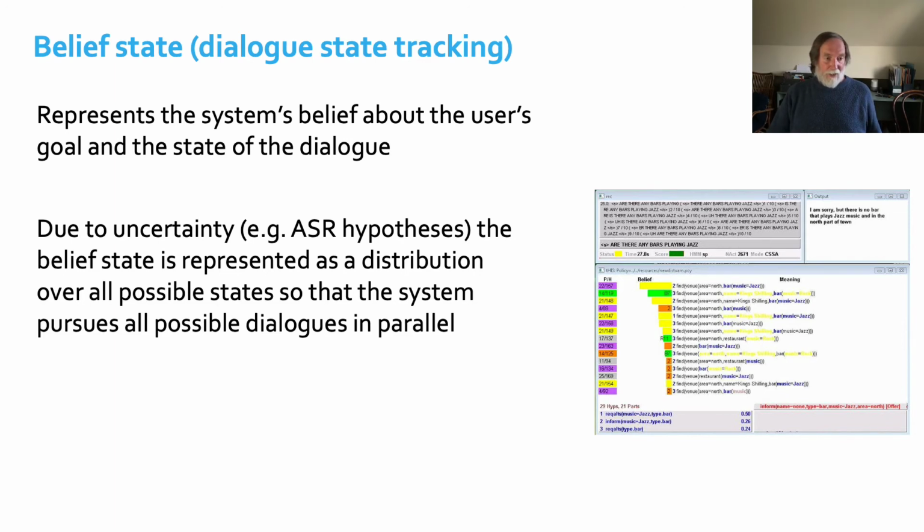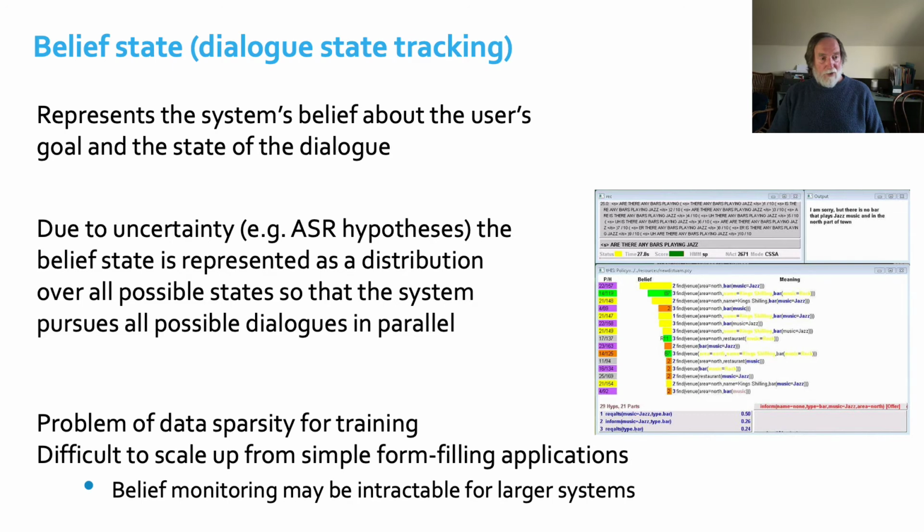This has the advantage that it doesn't have to backtrack if some error has occurred, but the problem is that there's not enough data in order to train systems in many cases, and this only seems to work for fairly small systems using very simple form filling, and when you try to scale it up, it becomes intractable.